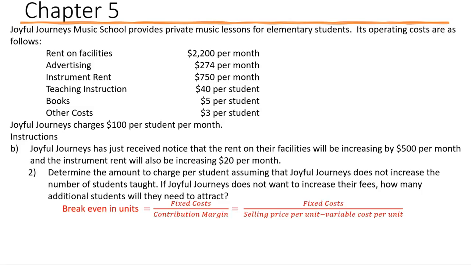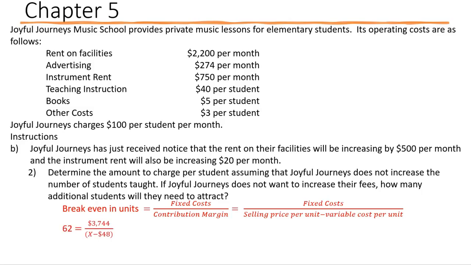Okay, so that's the formula for contribution margin. We just substituted that in instead of the contribution margin. With doing that, we can plug in what we know. We know that if we don't want to increase the number of students, our break even was 62 students before. So if we remain at 62 students, that's our break even in units. We know our new fixed costs. We know our new variable cost, which is the same as the old, and we just need to determine the selling price. So the formula will look like this.